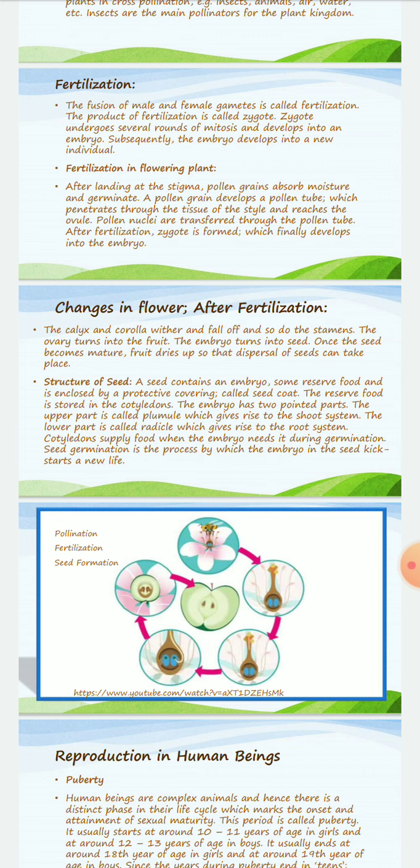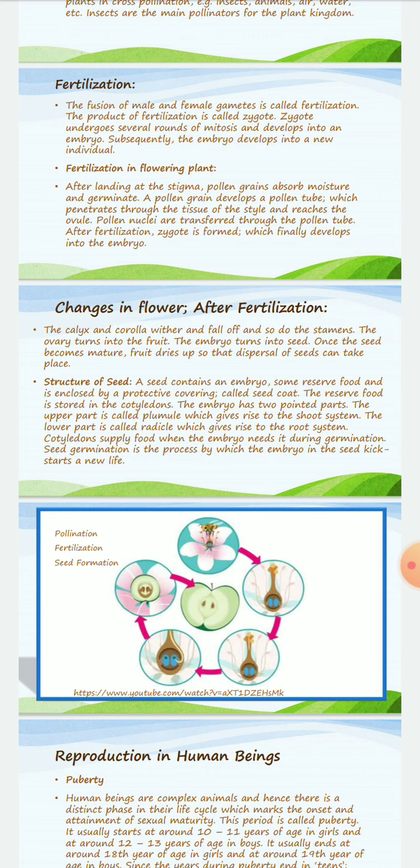The calyx and the corolla wither and fall off, and so do the stamens. So the calyx, corolla and the stamens fall off, and the ovary turns into a fruit. The embryo turns into a seed. Once the seed becomes mature, the fruit dries up, so that the dispersal of seeds can take place.